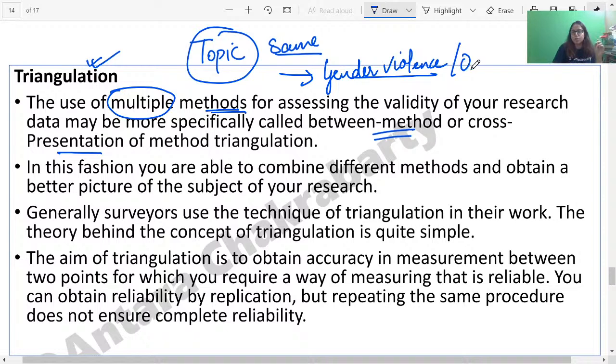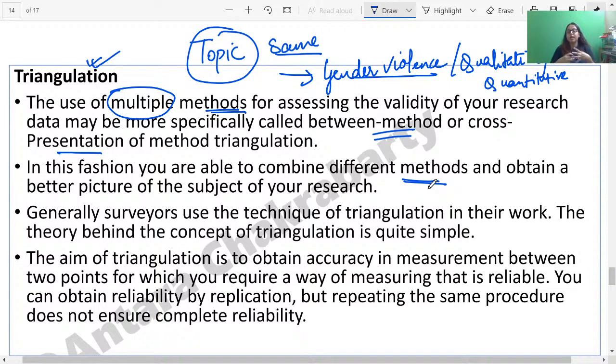Okay. So qualitative, quantitative, कुछ भी मैं यूज कर सकती हूँ, दोनों यूज कर सकती हूँ स्टडी के लिए. जनरली ट्रायंगुलेशन का कॉन्सेप्ट क्यों आया था? Because people realized that reliability and validity is not possible in social sciences. That's the reason they are going with triangulation. Okay. Now, in this fashion, you are able to combine different methods and obtain a better picture.